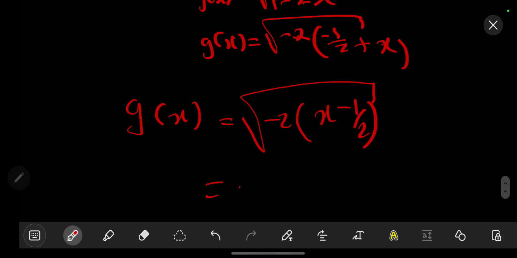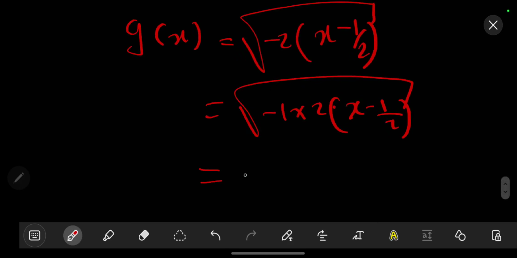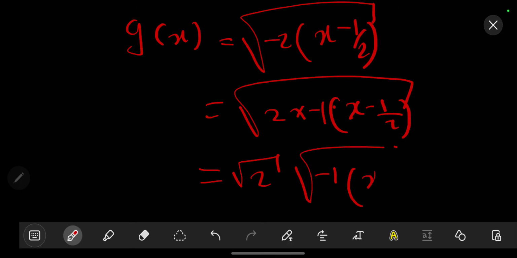So this is the same as having the square root of negative 1 times 2 times the x minus 1 over 2. So this is going to give us something like, just remove according to the properties of radicals. So let us even write like this. So we have a 2 and a negative 1, which is still the same. Then we are going to separate the square root of 2 from the square root of negative 1. Then we have our x minus 1 over 2.